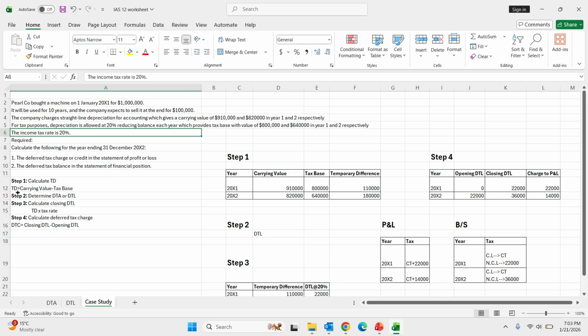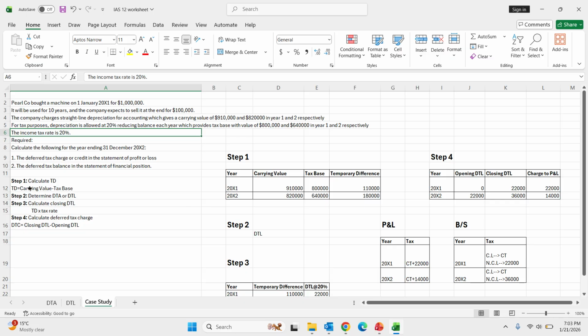So I will guide you how to solve this question and we will follow these steps. First look at step 1. First step is always to calculate the temporary difference. For the first year the carrying value is 910 and tax base is 800,000. So the difference of these is 110,000. And for the second year, carrying value, according to accounting books, is 820 and tax base is 640, which will give us a temporary difference of 180,000.